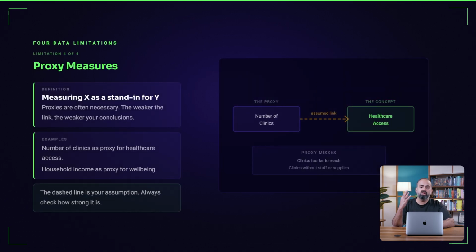Limitation 4. Proxy measures. Sometimes we measure one thing as a stand-in for another. For example, number of clinics as a proxy for healthcare access. Household income as a proxy for well-being. Proxies are often necessary. The weaker the link between the proxy and the concept you care about, the weaker your conclusions. Now, let's bring everything together into a practical tool.